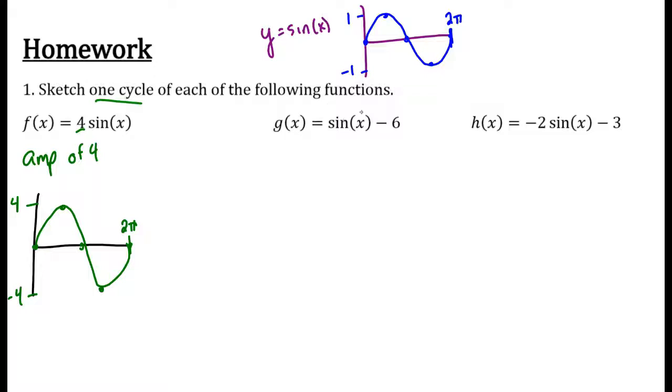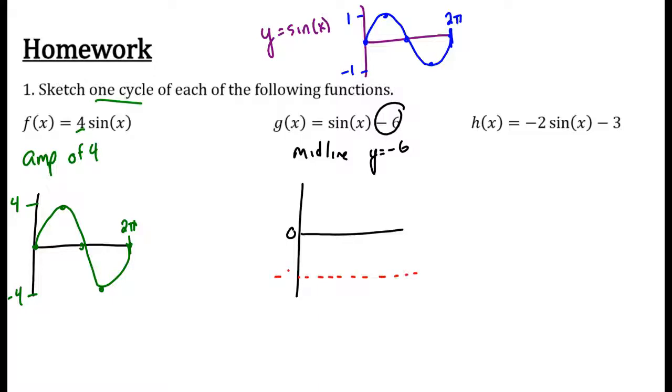G of x equals sine of x minus 6. That minus 6 is stuck on at the end, so I have a midline of not y equals 0, I have a midline of y equals -6. So I shifted it down 6 units. If that's 0, my new midline is down here at -6. My amplitude is still 1, so I'm going up 1 and down 1.